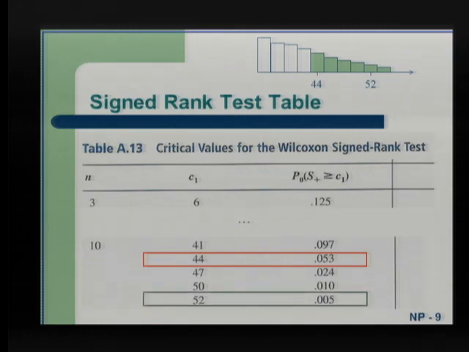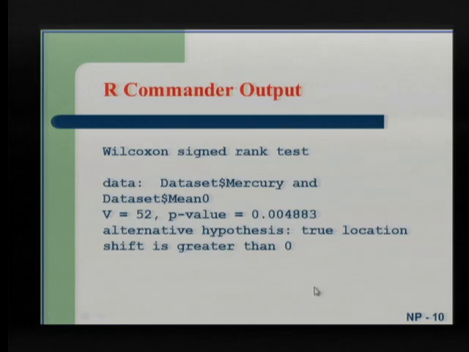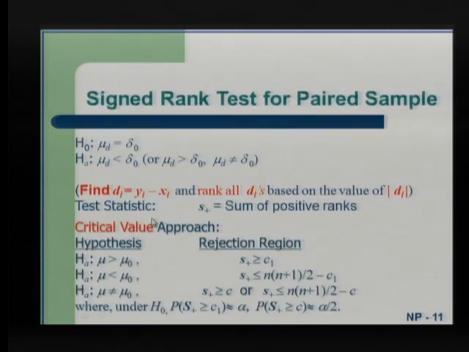Okay. And ours is like 52, was it? So actually we have a p-value of about 0.005, right? And with R Commander, it'll just give you the p-value right there, and statistic 52. So that's pretty easy to do, okay? So that's the sign rank test applied to a one sample situation, right?